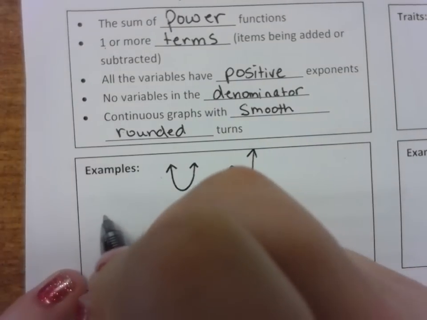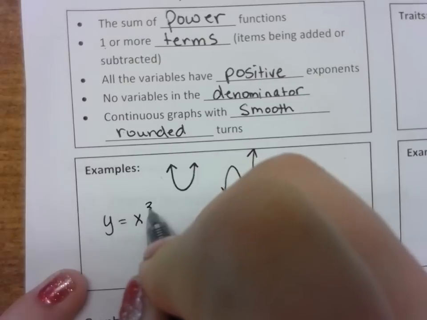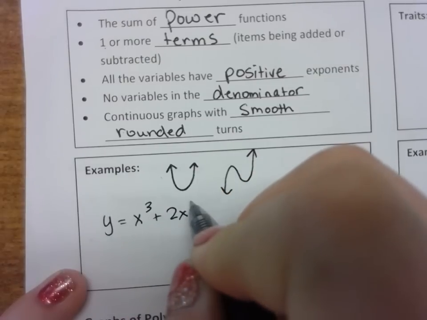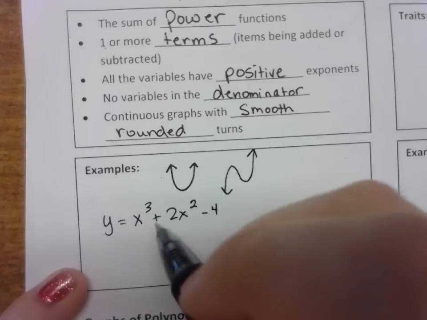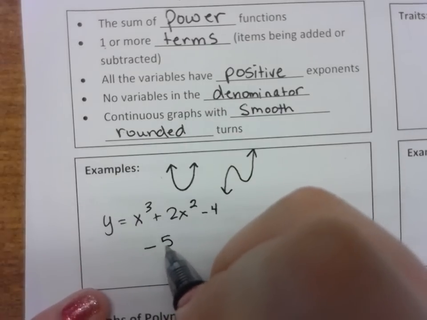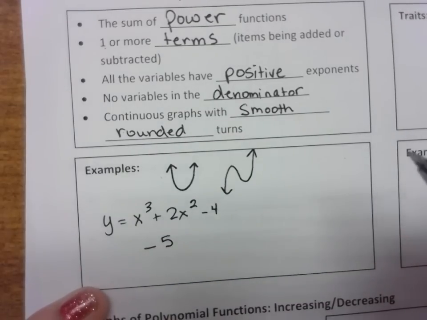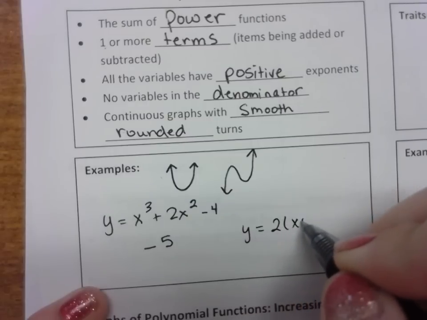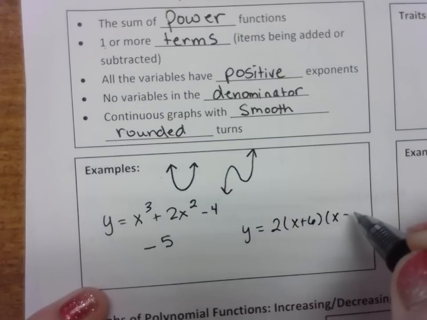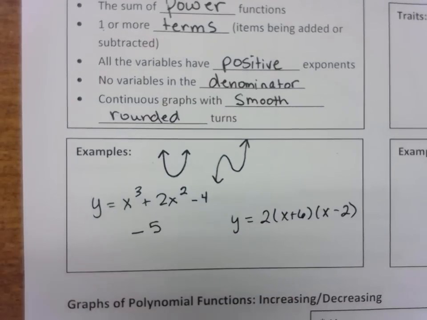Polynomial would be something like x cubed plus 2x squared minus 4. Okay, a polynomial could also just be a number like -5. You could have something in factored form, so y equals 2x plus 6, x minus 2 or something. Okay, so they're going to be all the things that you're pretty familiar with.